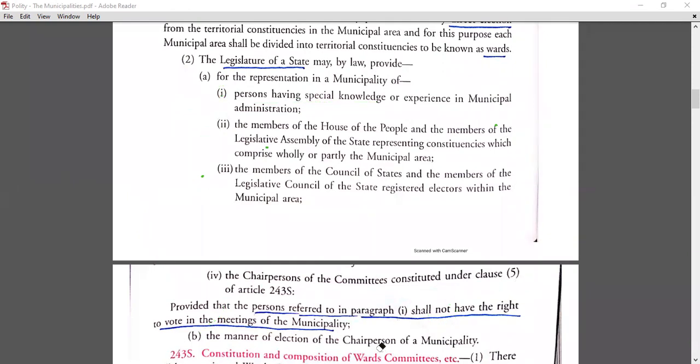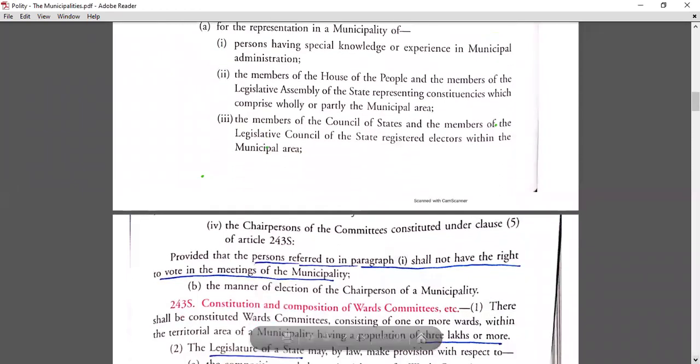And the manner of election of chairperson also will be done by state legislature. The state legislature will provide the manner of election of the chairperson of the municipality. How the chairperson will be elected, it all depends on the state legislature. So the manner has been given to the state legislature. So there is no clear-cut specification in the constitution. The constitution has given the power to the state legislature to decide the manner of elections of the chairperson of municipality.